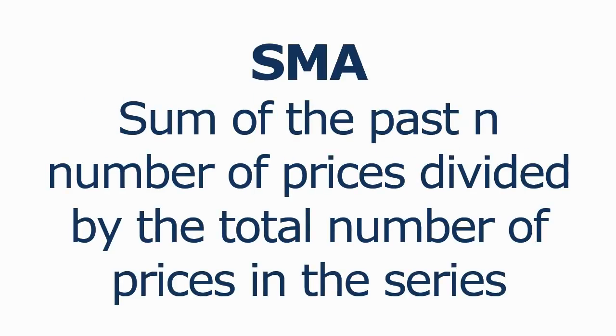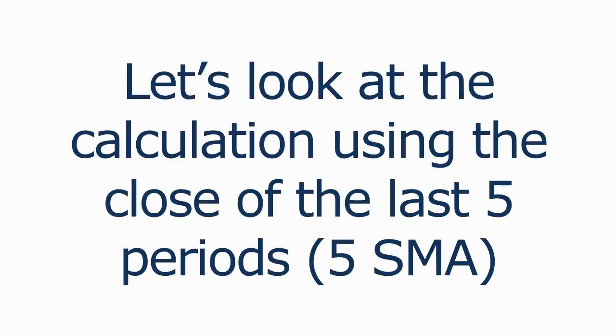The simple moving average, which is the easiest one to calculate, is just the sum of the past X number of prices divided by the total number of prices in the series. So specifically, we calculate the SMA as follows, and we're going to use a 5-period average as an example, and the closing price of each day.